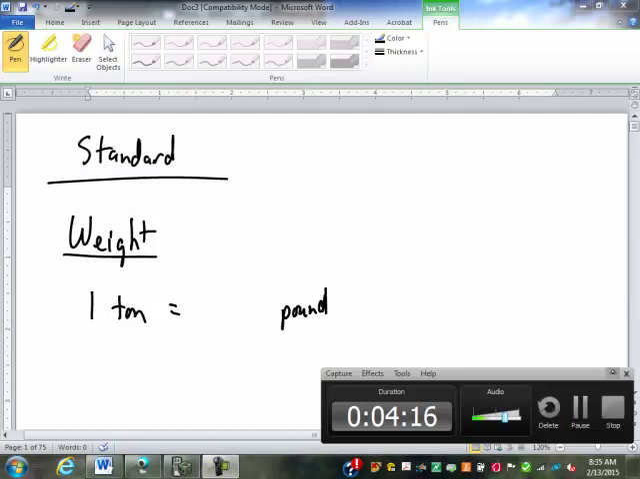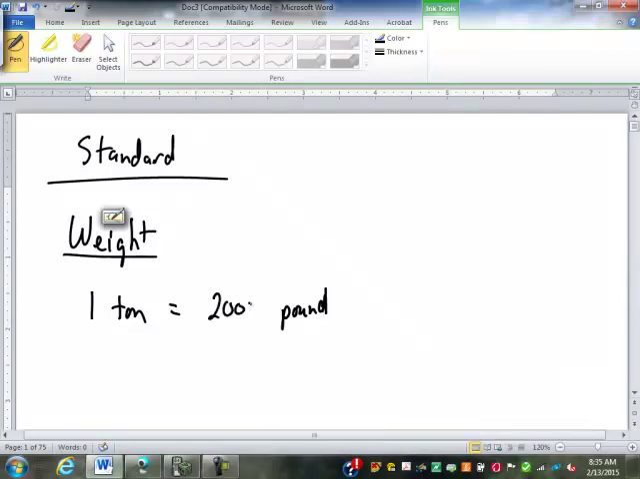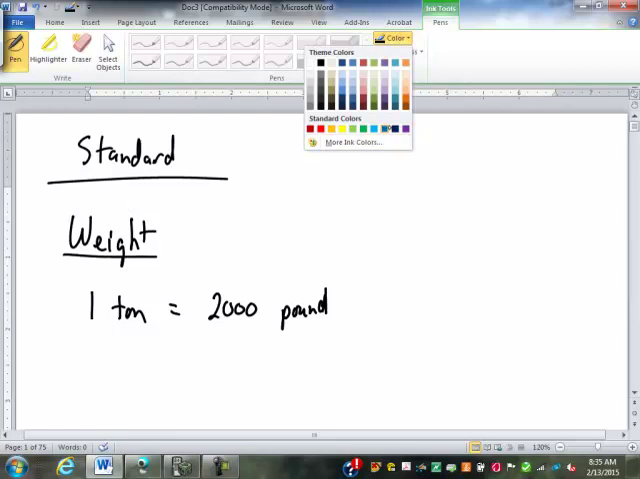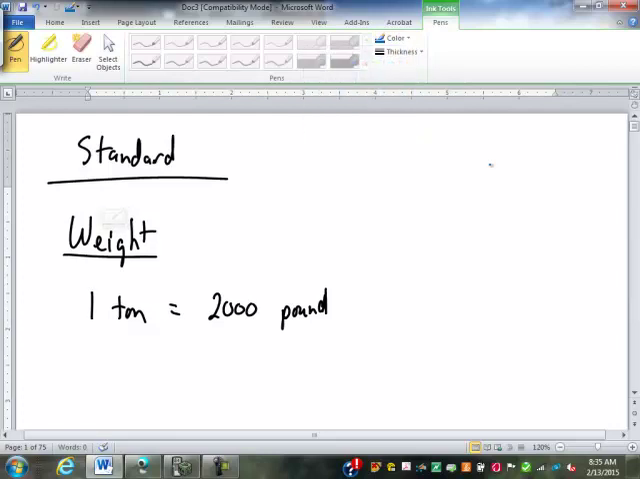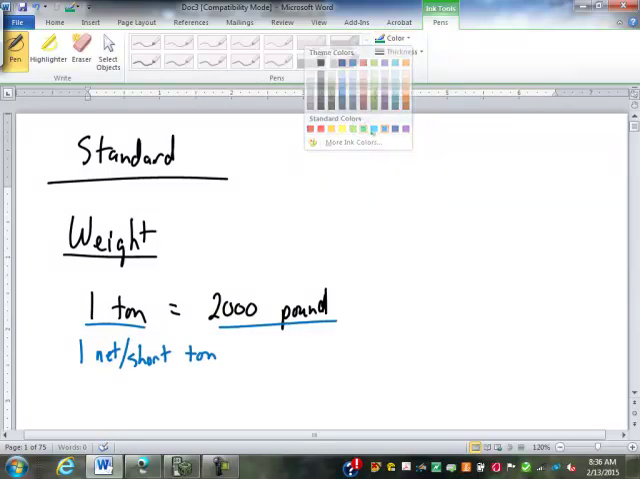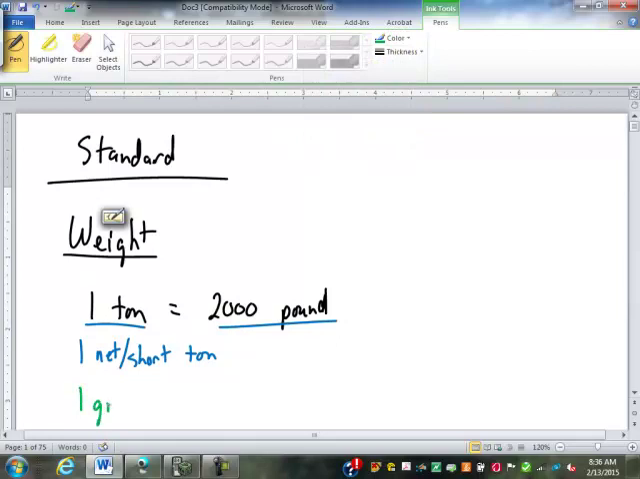2,000. Good. Now, 99.99% of the time when you hear the word ton, they're going to be talking about 2,000 pounds. But that is actually what's called a net or a short ton, which implies there is something out there called a gross or a long ton. A gross ton is 2,240 pounds.